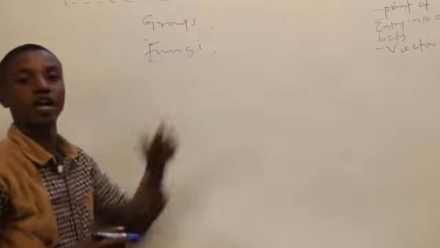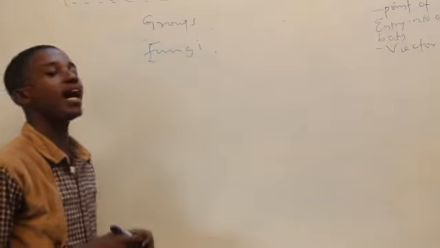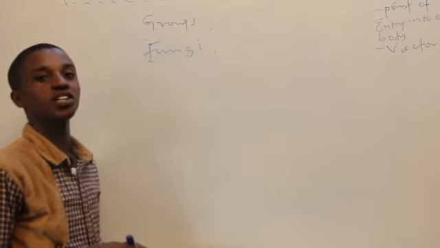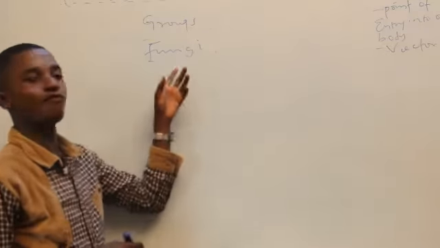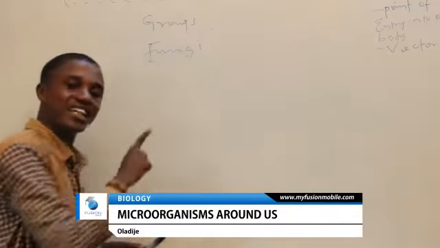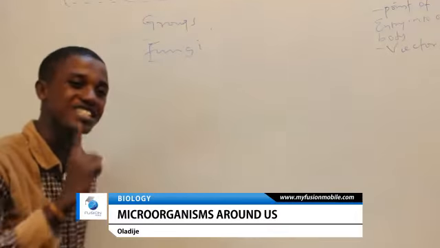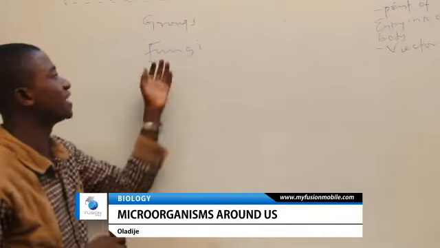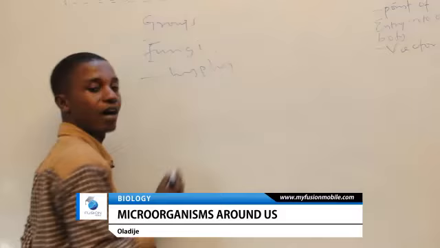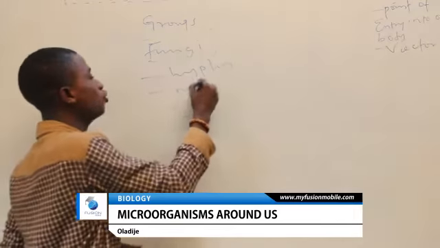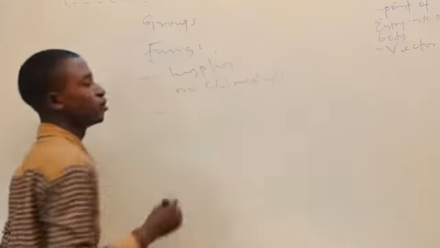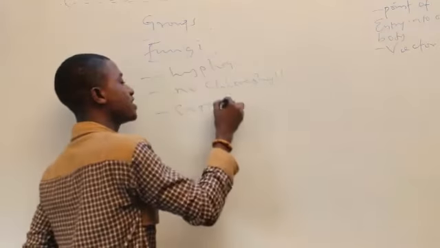Okay, so now we're at fungi. Fungi are multicellular organisms. One thing about fungi is that fungi do not have chlorophyll. So obviously, fungi lacking chlorophyll means they cannot photosynthesize. Are you with me? Now the vegetative body of fungi is referred to as hypha. They have no chlorophyll. Now some are saprophytic.